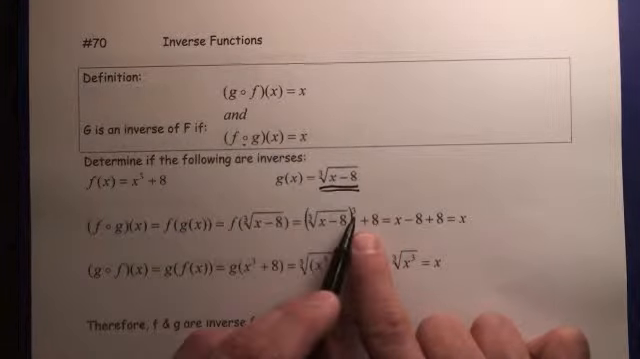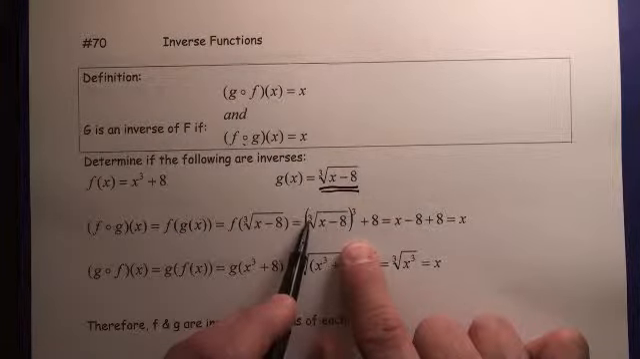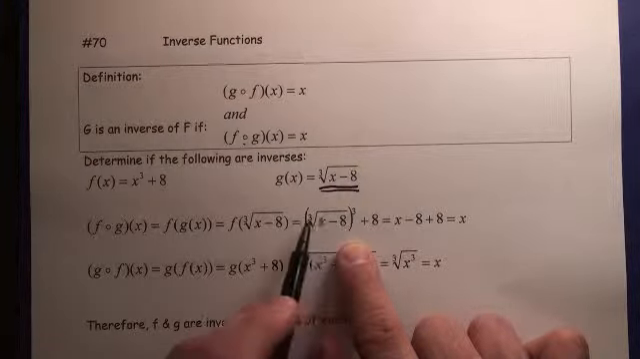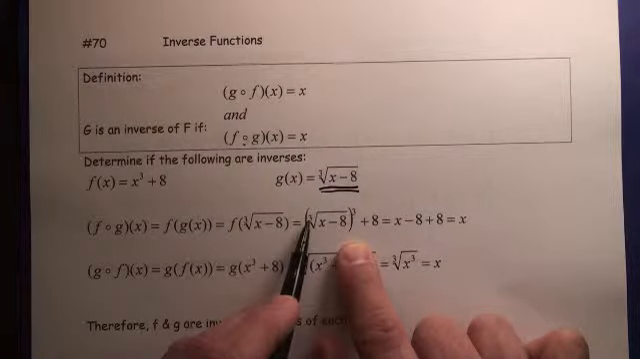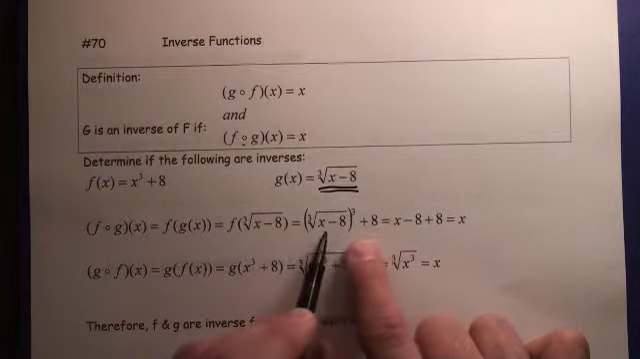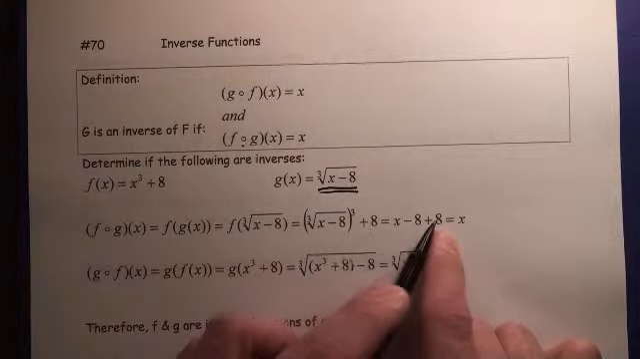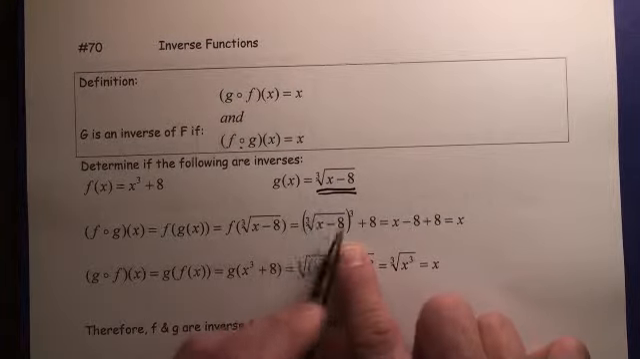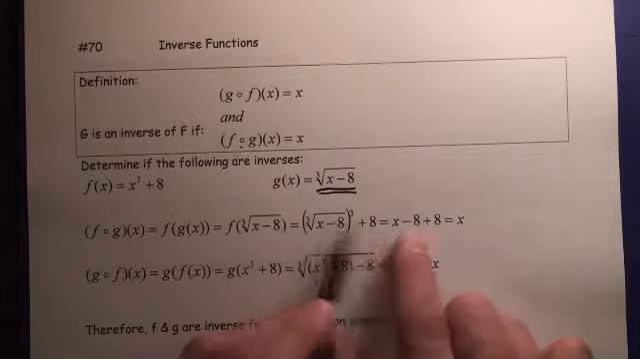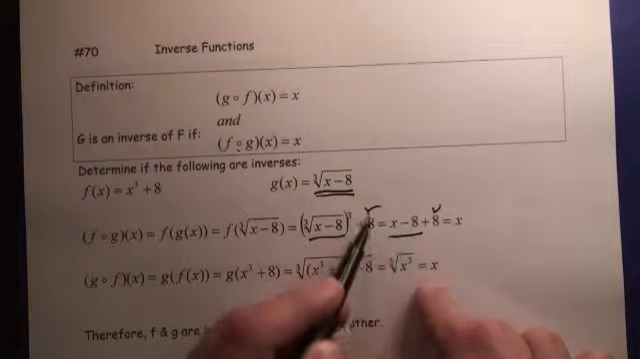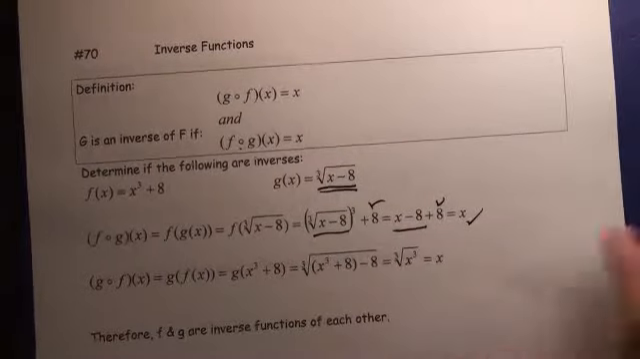Well, when you raise a third root function to the third power, cubics and cube roots are inverses of each other, so therefore you get simply x minus 8. Then we bring the plus 8 over, so this all becomes x minus 8. Then you add 8 to the x minus 8, you get x.